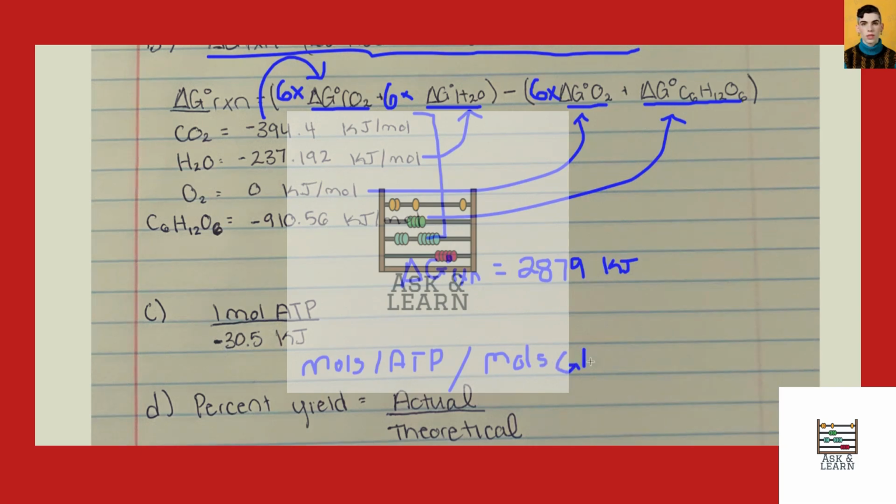And we can do this using our delta G's. So we know our delta G for ATP given in the problem is negative 30.5. So if we multiply that by the delta G we just calculated for the metabolism of glucose right up here, knowing that we need to cancel out this kilojoules on the bottom, so we're going to put 2,879 kilojoules up here per 1 mole of glucose.